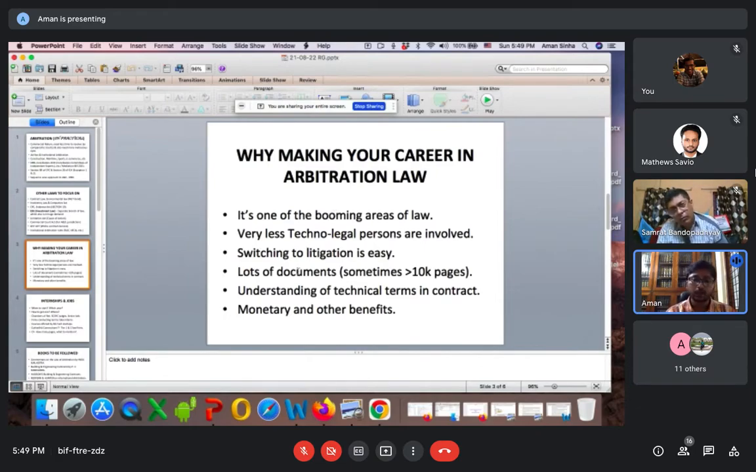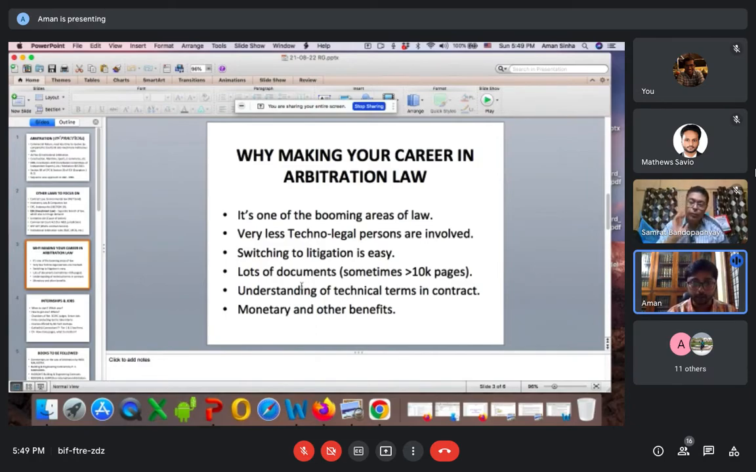The negative part you can say is that the number of pages of documents is heavy. It's loaded, more than 10,000, 20,000, and it goes into lakhs also. And if you want to make your career in this arbitration law, you need to have the technical understanding, meaning the understanding of what the technical terms mean.